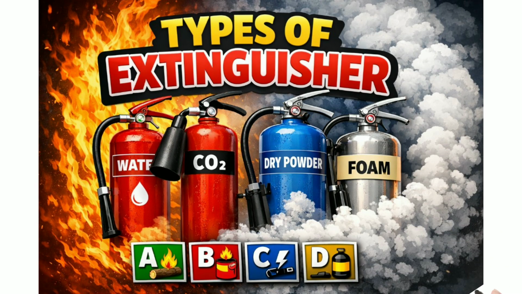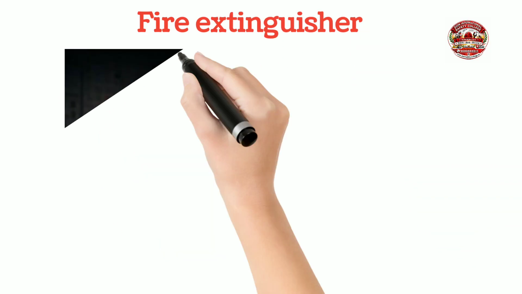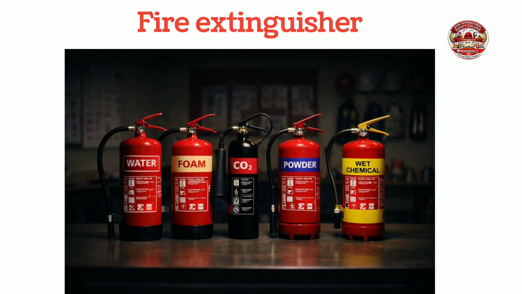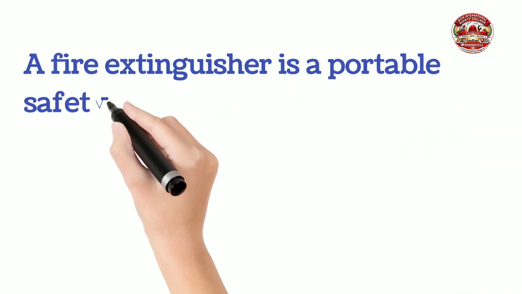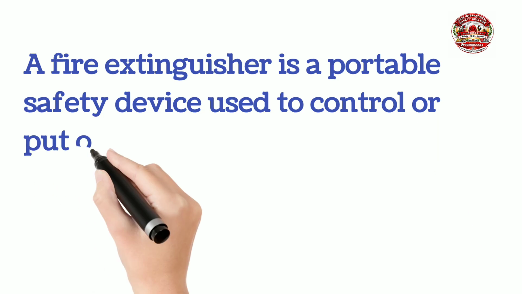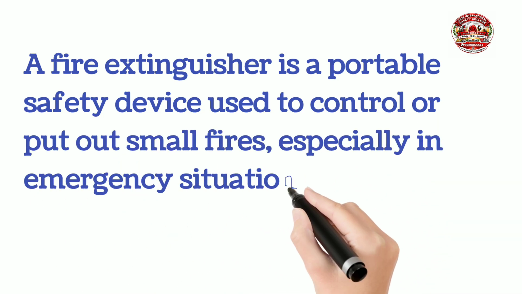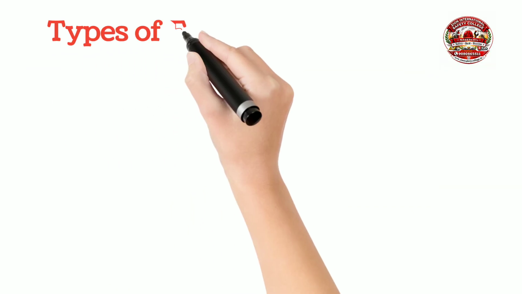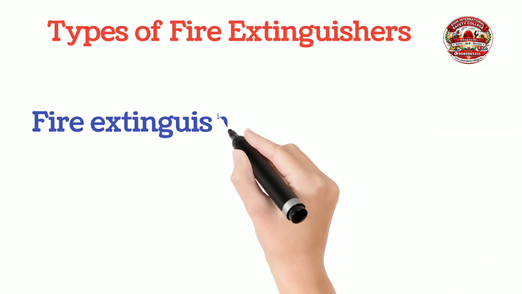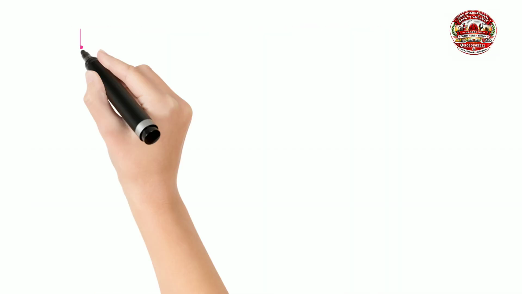Types of extinguishers. Fire extinguisher. A fire extinguisher is a portable safety device used to control or put out small fires, especially in emergency situations, before they spread. Types of fire extinguishers. Fire extinguishers are classified based on the type of fire they can extinguish.